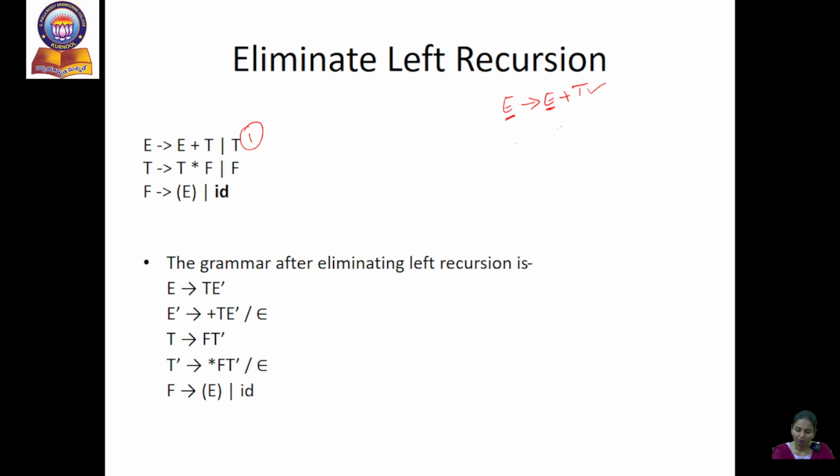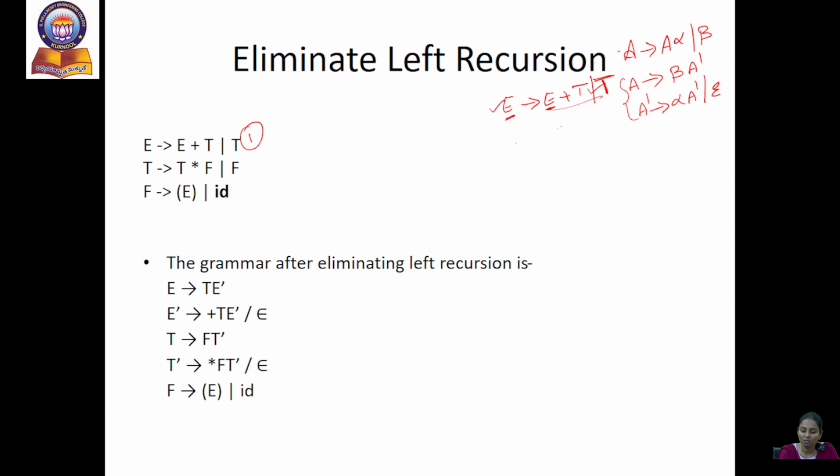Actually, what formula do we have to use? A derives A alpha or beta. So the first production is like this: A derives A alpha or beta. In this procedure the grammar becomes A derives beta A dash, and A dash derives alpha A dash or epsilon. So the grammar is in this format. We should get this grammar into this format.